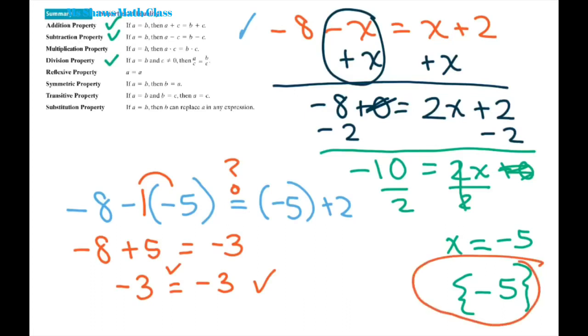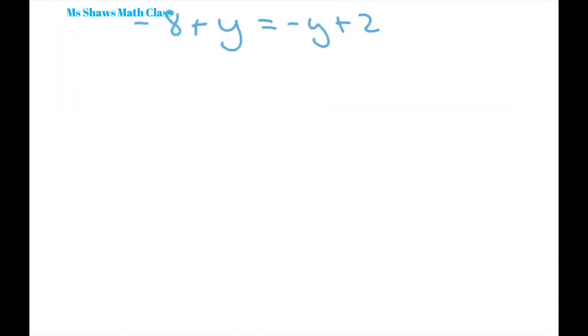Now the next two problems I'm going to go a little faster and do multi-step. So what I'm going to do is I want my y to be positive. So I'm going to add y to both sides. So this means y is going to be on the left side. That's the addition property of equality. I'm also going to add 8 to both sides to move this 8 over.